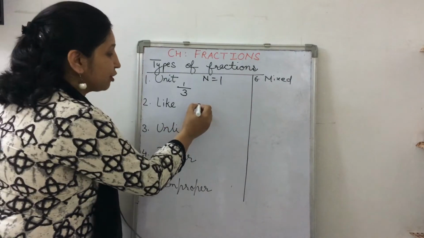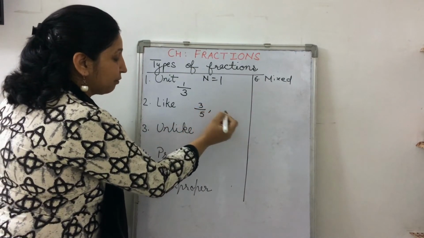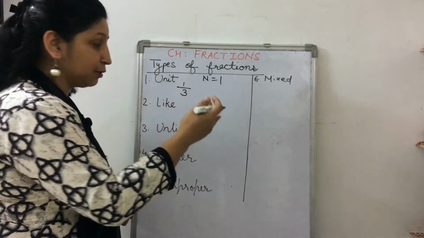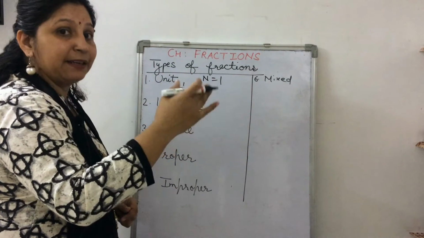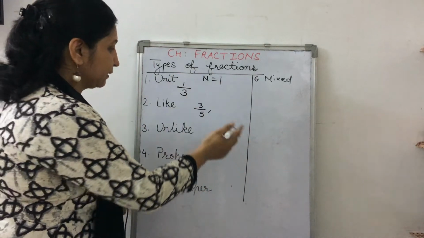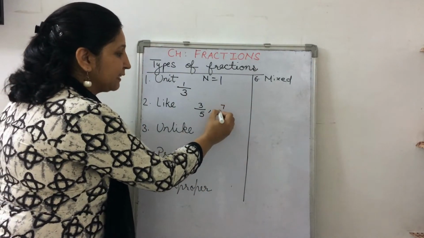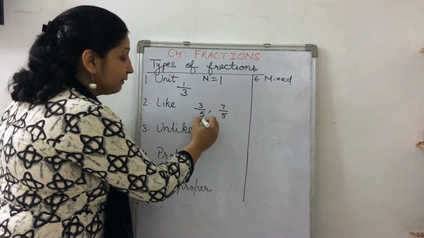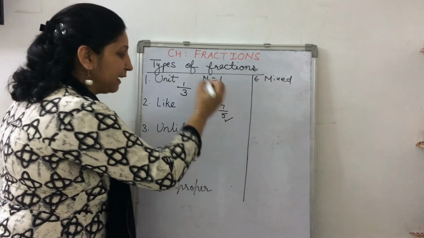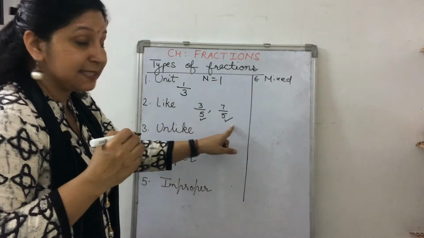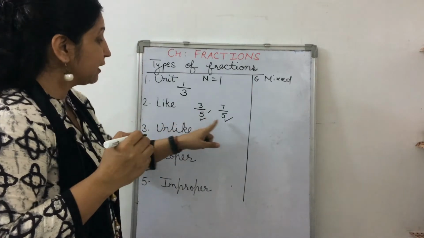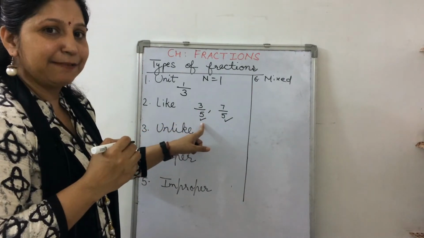Now we are coming to the second type, that is like fractions. When we have same denominators, here we talk about pairs, there will be 2 or more fractions. So 3 by 5, or we can say 7 by 5. When we have a pair and denominators are same, these fractions are known as like fractions.